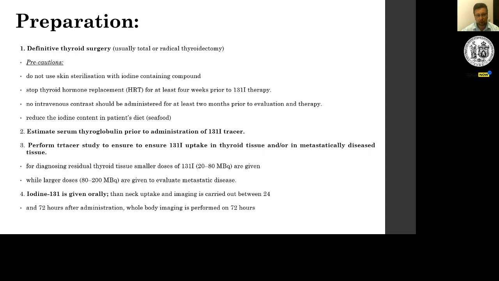And the fourth preparation step is iodine 131 is given orally, then neck uptake and imaging is carried out between 24 and 72 hours after the administration. We must perform whole body images after 72 hours using gamma camera or special scanners or SPECT device.